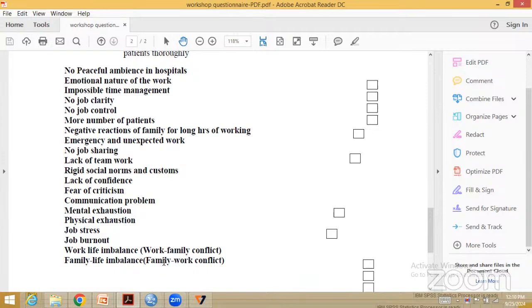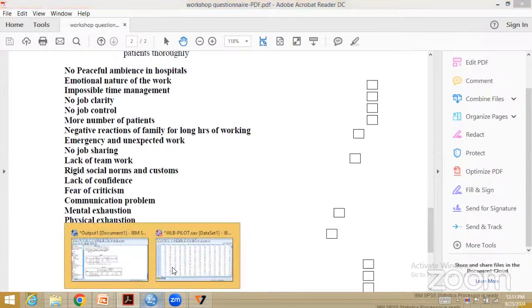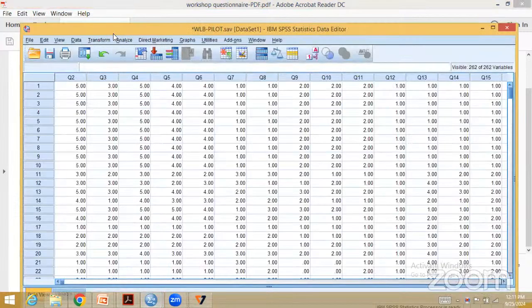What is our hypothesis? There is no significant difference in the factors which create job stress among the gynecologists working in private hospital and government hospital. These factors are connected to question number 12, having two groups. So, how to test this hypothesis?